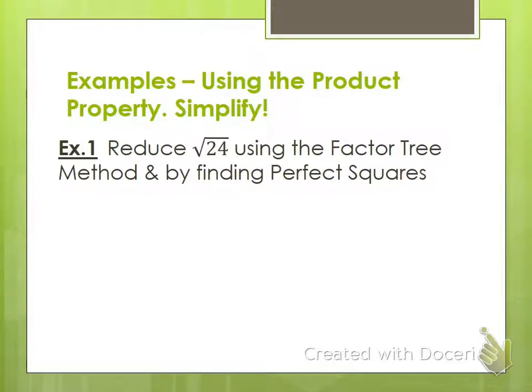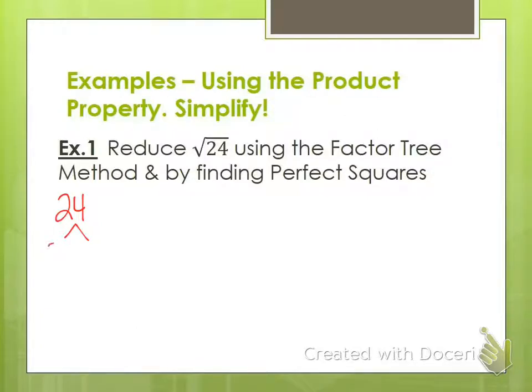All right, our examples. This first one, we are going to reduce the square root of 24 using the factor tree method and by finding perfect squares. So there are 2 different ways of simplifying radicals. In my experience, students usually prefer the factor tree method. For smaller numbers, sometimes I like using perfect squares. Let's do factor tree first. That's the one most people tend to be familiar with. We can break 24 down into what factors?